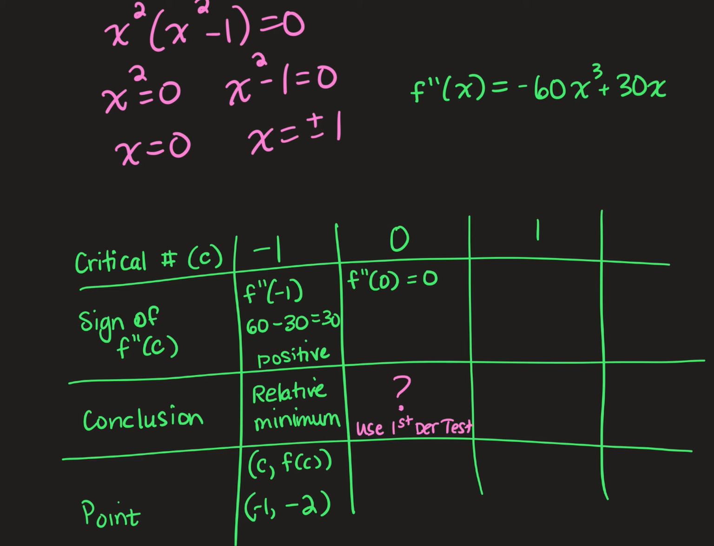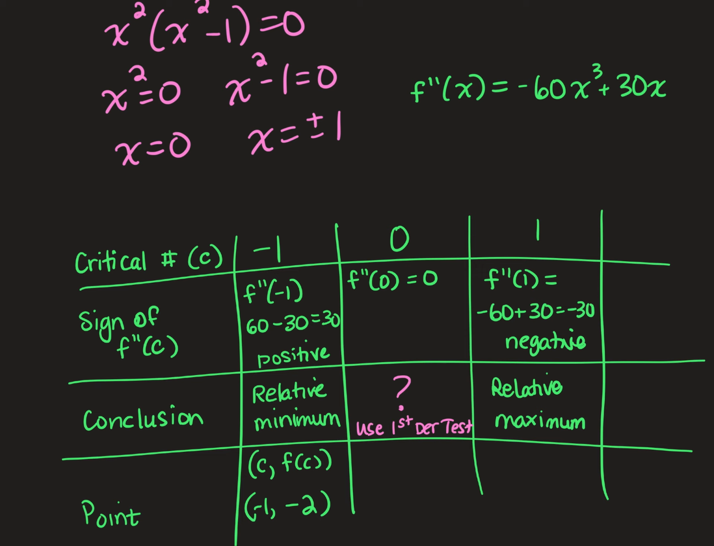And then I've got the last number to test, which is f double prime of 1, and that will give us -60 plus 30, which is -30, and that's negative. And what I know from that is that this will be a relative maximum. And this is all going back to what our second derivative test says.